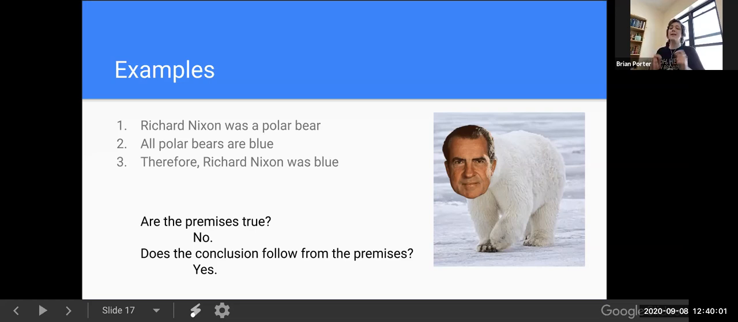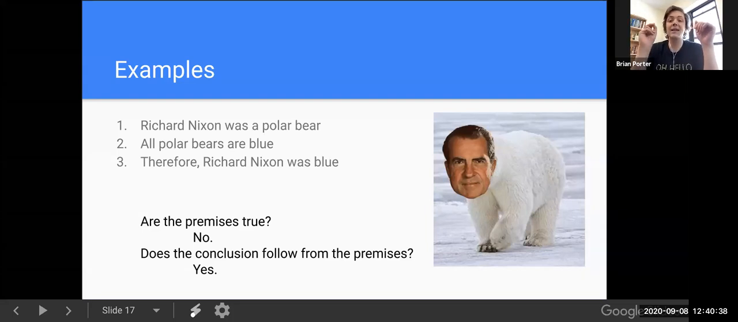So in this case, the conclusion really does follow from the premises, but the premises are not true. And the fact that the premises aren't true means we don't have to accept the conclusion. An argument with false premises does not necessarily have a true conclusion. Even if the conclusion follows from the premises, even if the answer to that second question is yes, if the premises are false, then the conclusion might well be false. It might be true, but the argument doesn't give us any reason to think that it's true. So we should not accept the conclusion that Richard Nixon is blue based on this argument, because the premises of this argument are false. And in fact, the conclusion is false. Richard Nixon was not blue. At no point was he in the Blue Man Group or anything like that.